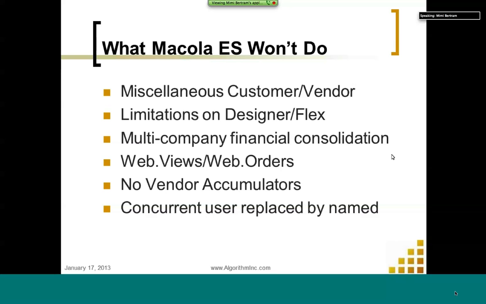ES is named user licensing, which means you need to have a license for ES for every individual who will be using the system. And when you logged in to Progression, you used to have to set up a Progression user. In ES, the user is based on the network login. So there's no defining specific users per se in Macola ES. The user is defined by the network login.